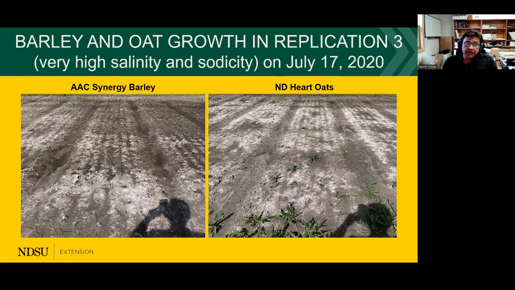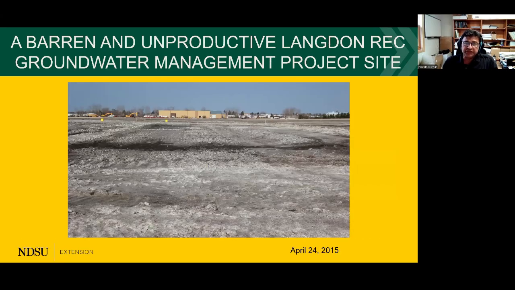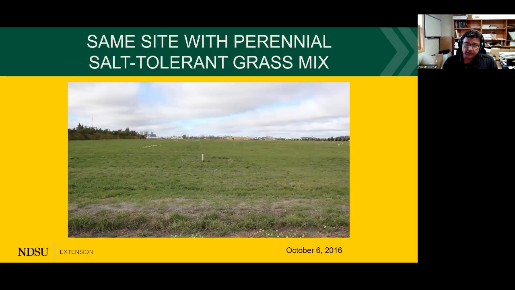And we went to these kind of spots where the levels were very high in the top 6 inches of salinity and sodicity. Nothing even germinated. So when you're dealing with these kind of spots, such as our groundwater management site, which looked like this in April 2015, even though we tiled it in July 2014, I knew no annual crop will work here. So I went back and planted a perennial salt-tolerant grass mix in September of 2015, and 13 months later, this is how the same site looked.